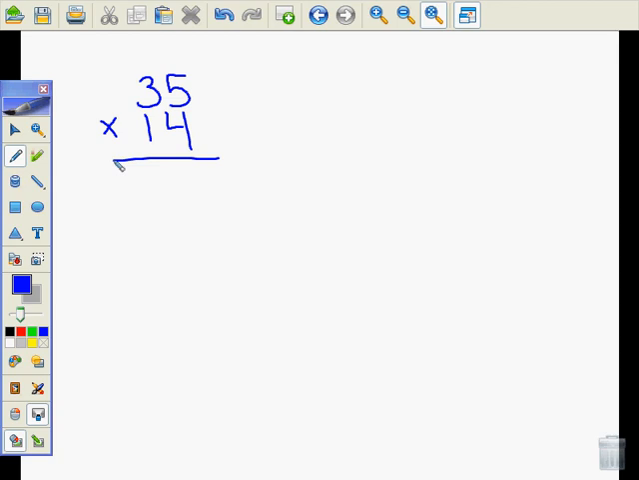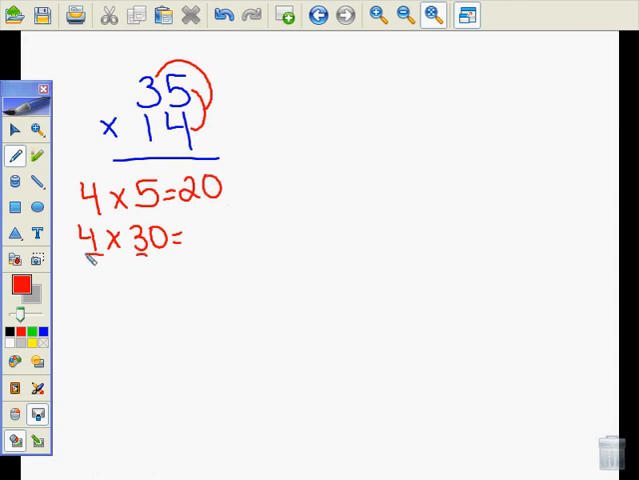Let's see what you came up with. So I'm going to start off with multiplying my 4 times my top two numbers. So I'm going to have 4 times 5 and 4 times 30. 4 times 5 is 20. 4 times 3 is 12. Add my 0. And then I'm going to go over to my 1 times 5 and my 1 times 30.